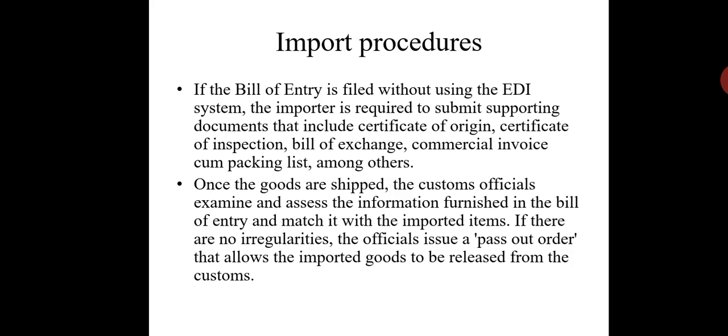Next, once the goods are shipped, the customs officials examine and assess the information furnished in the bill of entry and match it with the imported items. If there are no irregularities, officials issue a pass out order that allows the imported goods to be released from the customs. So if all your paperwork is done properly, if there is no falsity in the paperwork, if no irregularity is found by the officer, then he may clear your product, he may clear the customs, and you are ready.